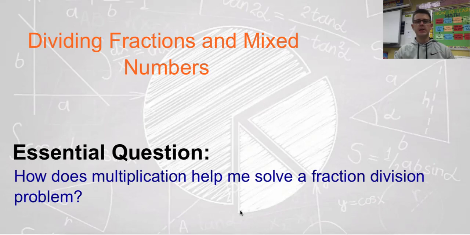All right, last lesson in our rational numbers unit. Really, rational numbers are just fractions and decimals, that kind of stuff, but now we just include the positives and negatives. So that's what makes our rational numbers. So this one is on dividing fractions and mixed numbers.